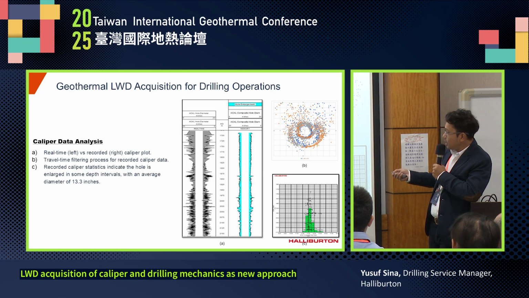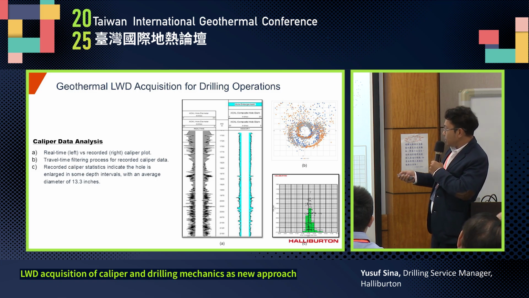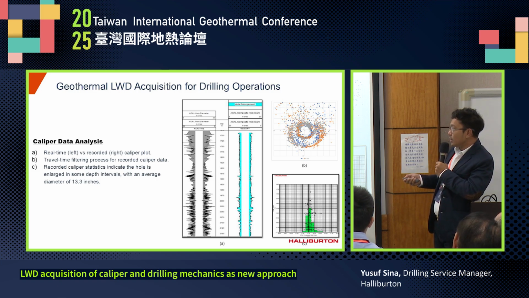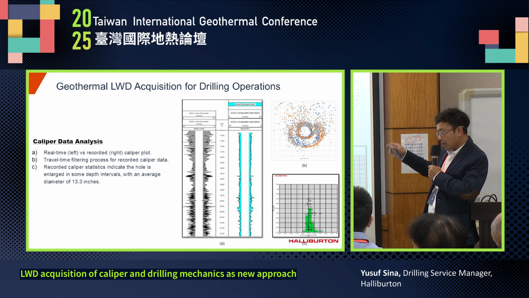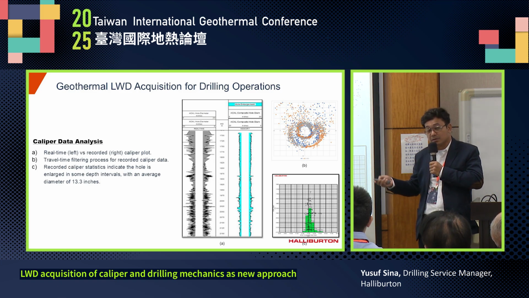You can see a couple of intervals that are severely overgauged or washed out, right? By this we can also get data. The average hole size indicator is around 13.3, which indicates that on average we have overgauging of around 1 inch, because the bit size is 12 1/4.